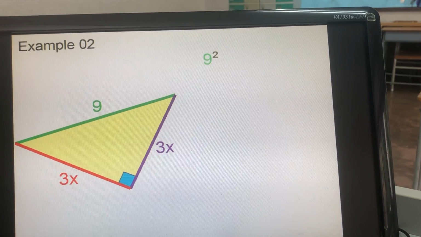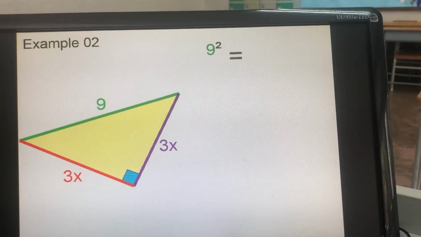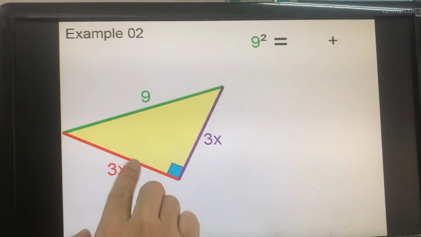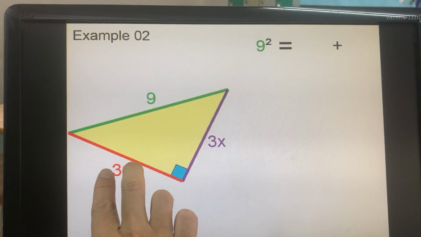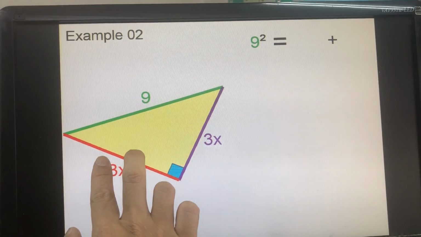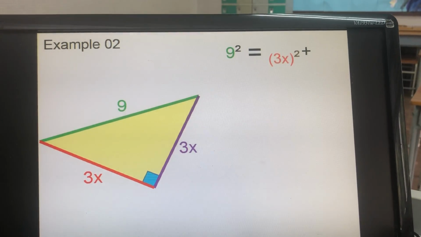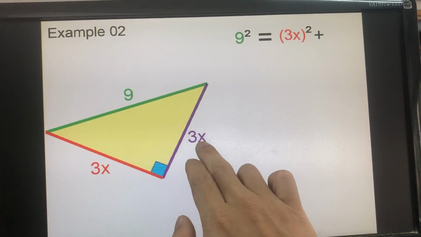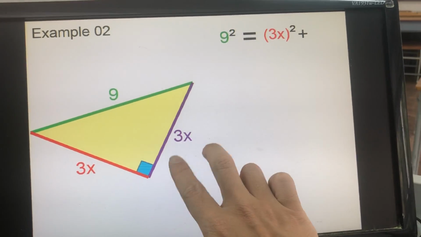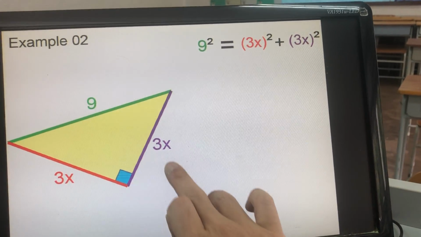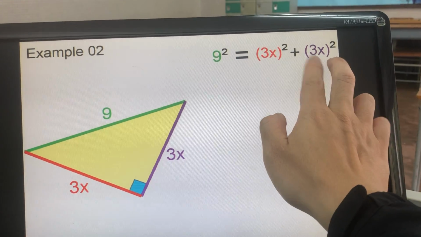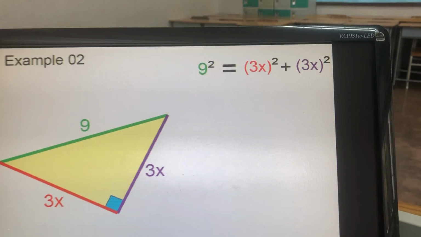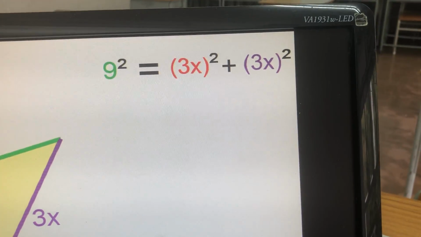So you should write down 9 squared equals to the sum of this leg. 3x is the first leg, so the whole thing, you should put a square. You should use a bracket to protect the whole leg and then put a square outside. And likewise, 3x is this leg, so you should put a bracket, protect this leg, 3x, the whole leg has the square. Put a bracket for 3x and 3x.